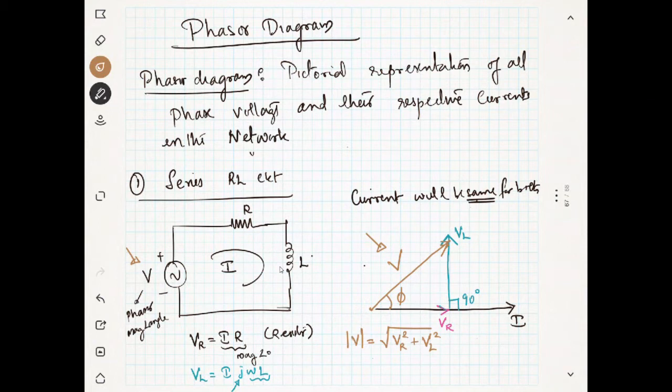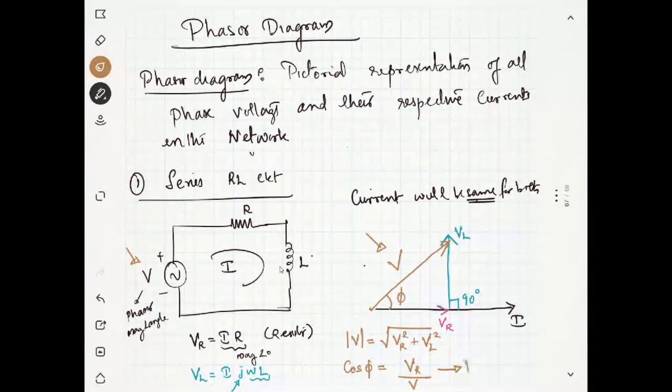How to find the cosine of phi? What is cosine of phi? It will be VR by V. VR over V. Right. This is the cosine of phi, and we will call this the power factor. I think you might have heard about this power factor.